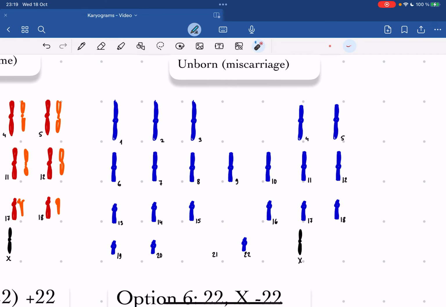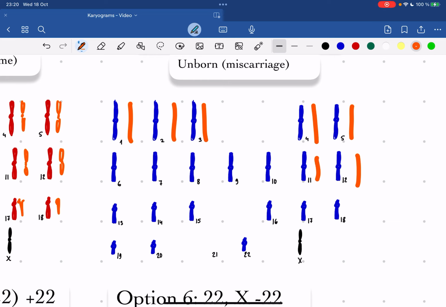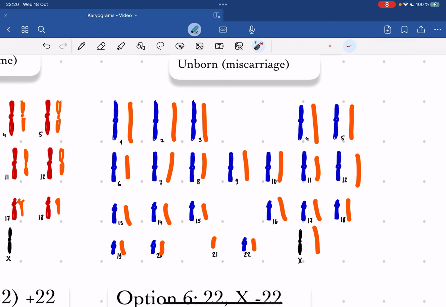And when we add in dad's, so let me actually do this. So let's say we add in dad's like this. You can see here that we still only have one chromosome here. And this will not be viable for life because this is a monosomy.